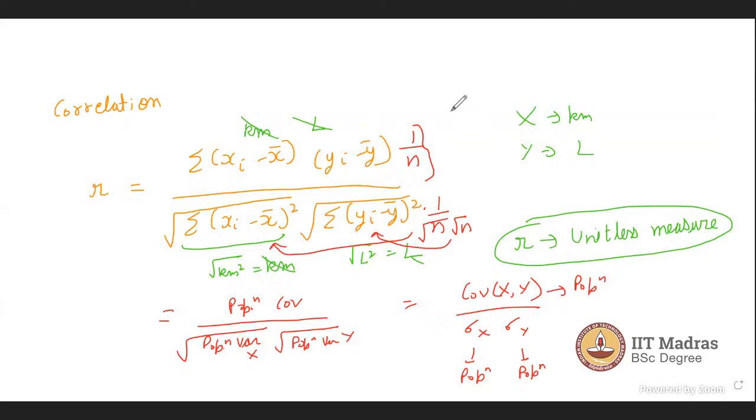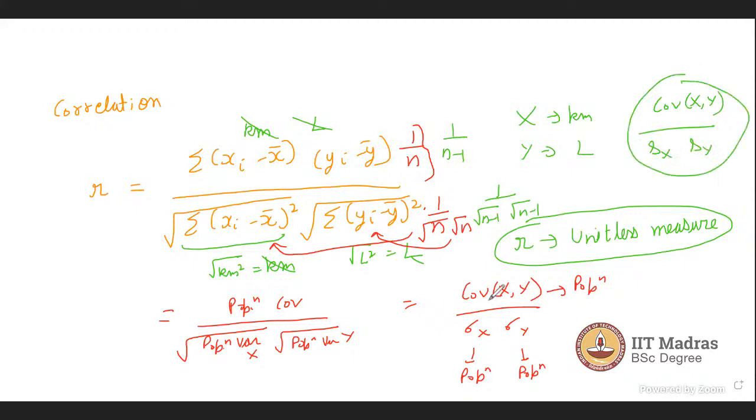And if I divide both numerator and denominator by n minus 1, then it will be sample covariance, and this is the sample standard deviation. So whenever you use this formula, remember that all three are either population or sample ones. And one thing I mentioned before is that the correlation coefficient tells you the linear association only.